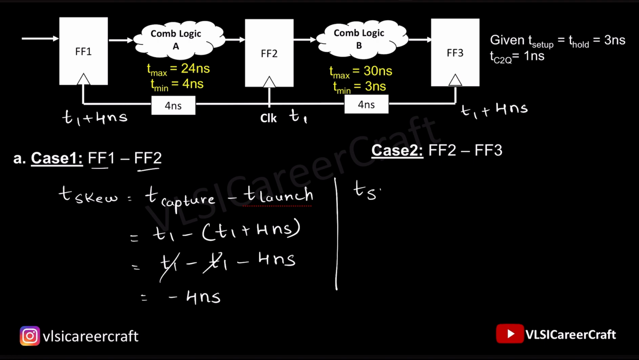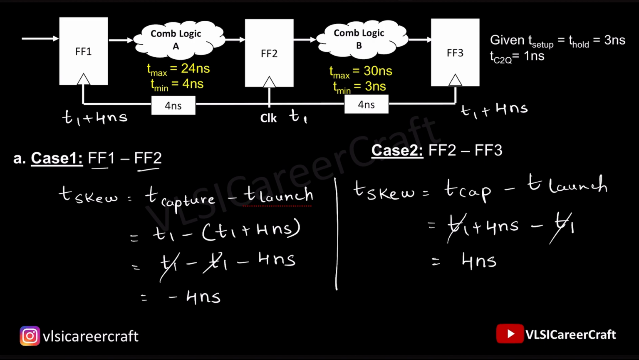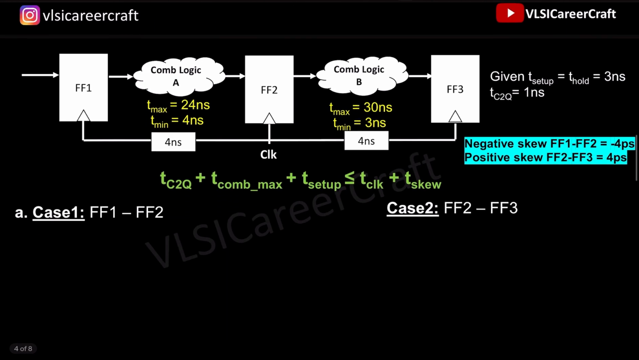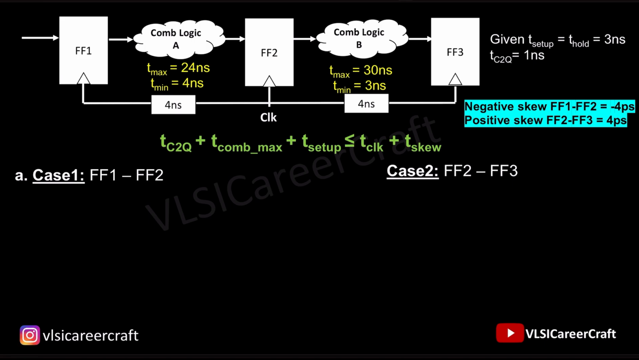Similarly, for case 2, T skew is equal to T capture minus T launch. Here T capture is flip-flop 3. So the clock is coming at t1 plus 4 nanosecond, minus the launch flop, which is coming at t1. In this case, we are left with a positive skew of 4 nanosecond. With these clock skews, let's calculate the minimum clock period, which is asked in the first part of the question.